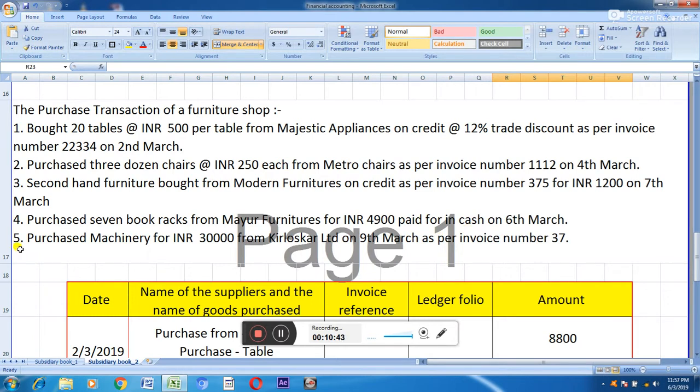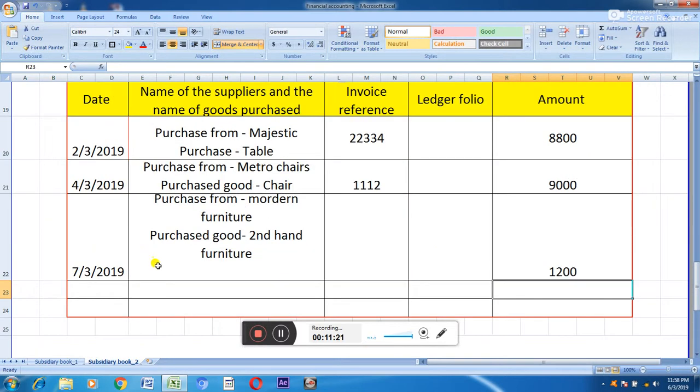Then transaction number 5, purchased machinery for rupees 30,000 from Kirloskar on 9th of March. Now here nothing is mentioned whether it is a credit purchase or cash purchase. We can assume that it can be a credit purchase. So one criteria is meeting for purchase day book, that it is a credit purchase, but the other criteria that it should be a resellable good. But machinery is an asset, it is not a resellable good, so that is why this transaction will not fall under purchase day book. So in the format also we have not mentioned this transaction.